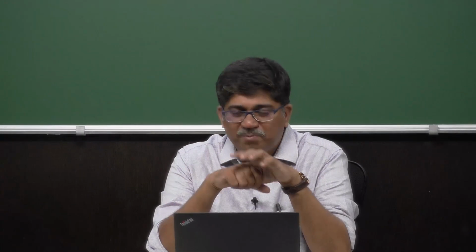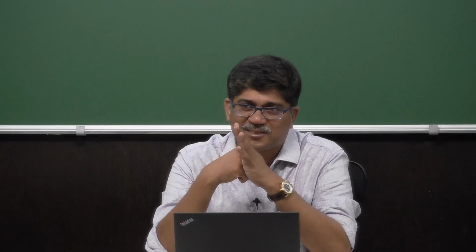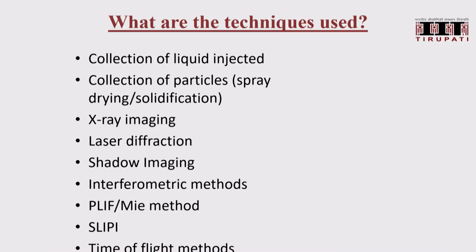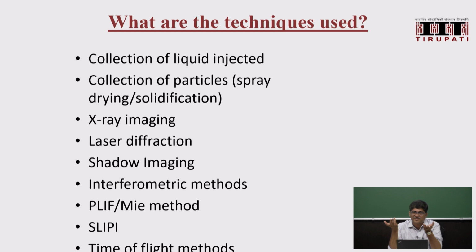And PLIF is nothing but planar laser induced fluorescence, scattering. The morning we saw, right? If the light wavelength you use is smaller than the size of the particles, you get scattering. And most sprays are like that, so the size will be of the order of microns. The visible light wavelength, usually green or red, is of the order of 500, 600 nanometer range. So it will always be like that from sprays.